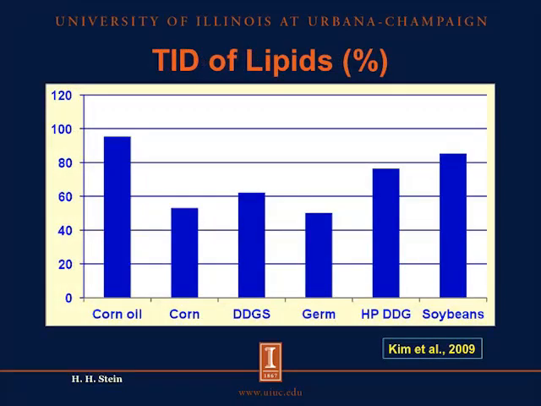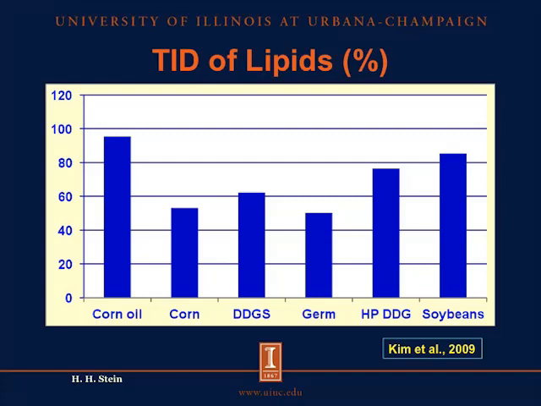We also have fat or lipids in all our corn co-products. However, the digestibility of that fat is different among different products. And we have some data here from extracted corn oil, from corn, from DDGS, from corn germ, from HP DDG, and also from soybeans. And it appears from this slide that the true ileal digestibility of lipids in these different sources varies quite dramatically. Extracted corn oil is very digestible, and the pig will absorb about 95% of the extracted corn oil if we add that to the diet.